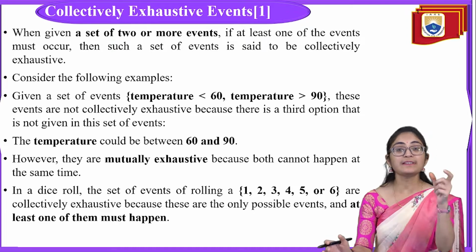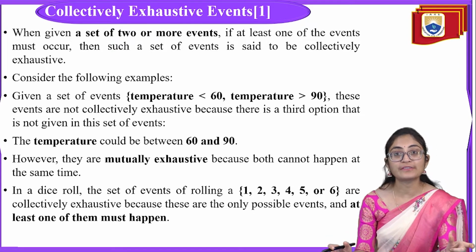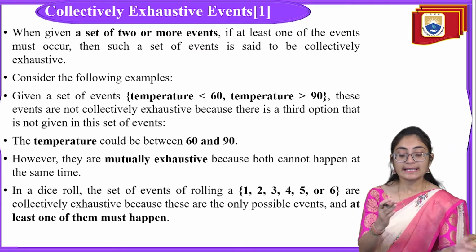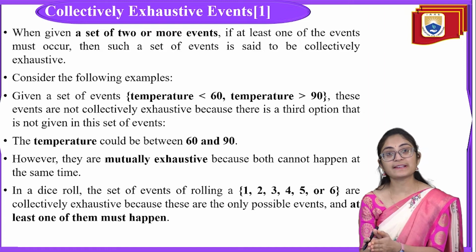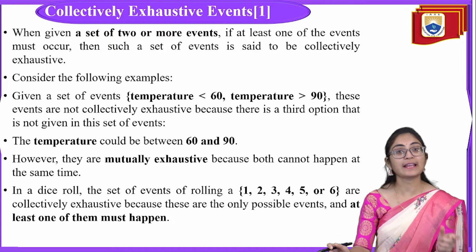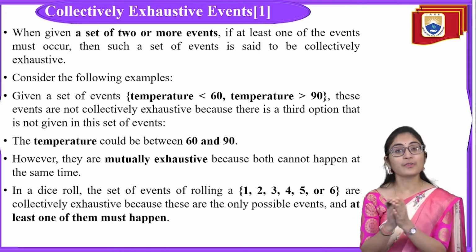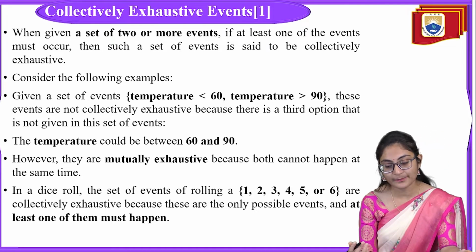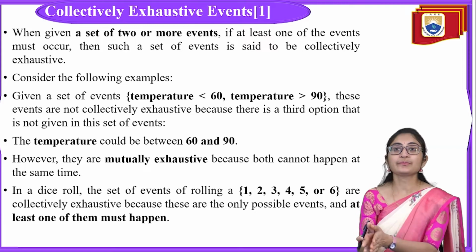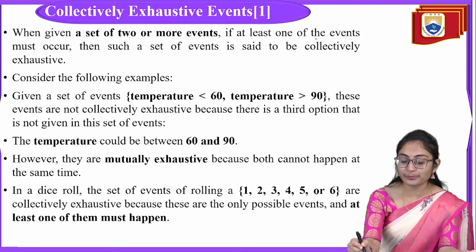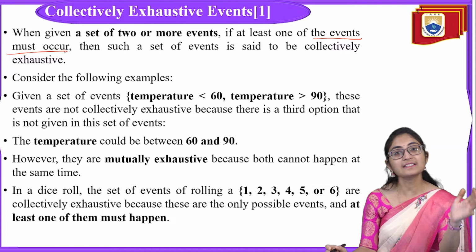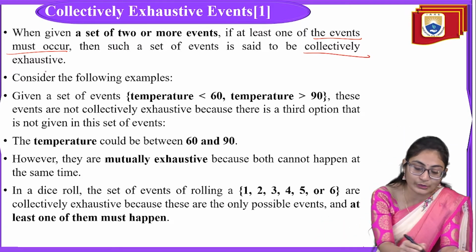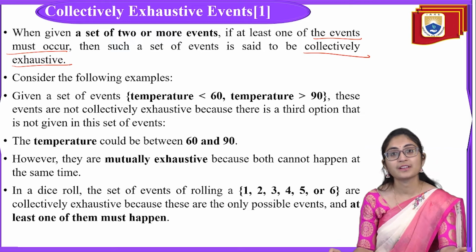Generally, when given a set of two or more events, if at least one of the events must occur, then such a set of events is said to be collectively exhaustive. That means if you have a set of two or more events, and from them at least one event occurs, at that time we can say that it is collectively exhaustive.